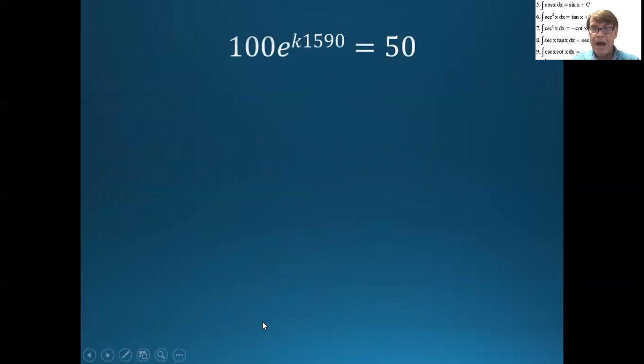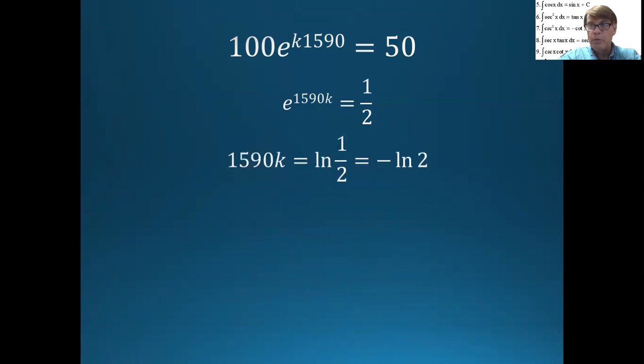All right. So now we have this. We can solve for k and come up with a general equation for this particular situation where you start with 100 milligrams of radium. If we divide both sides by 100, then e to the 1590k is going to equal 50 divided by 100, which is 1/2. If I take the natural logarithm of both sides, the e goes away, and we're left with 1590k equals the natural logarithm of 1/2.